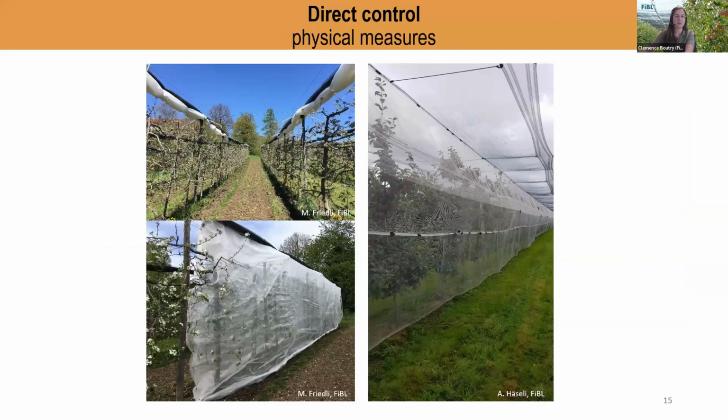Here, as I mentioned before, you can have direct physical measures. Here's a net on apples. This is against the main pest, which is the codling moth. So you have a physical barrier between the adult moth and the fruit where the moth lays the eggs, from which the larvae hatch and feed on the apple. But this is also a very cost-intensive measure.